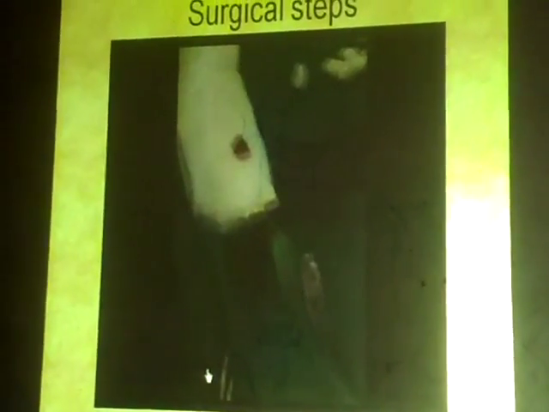You can never teach someone how much pressure you need to press on the adenoid bed so that you can curette. This is something that you will get by experience. If you have a sharp curette, you don't have to use much pressure.